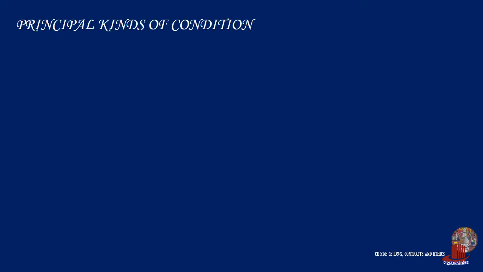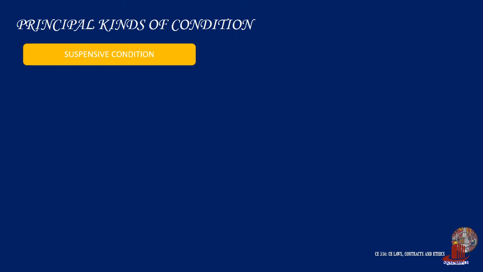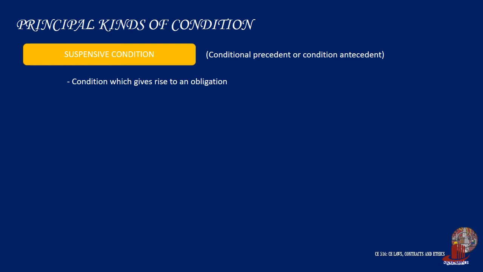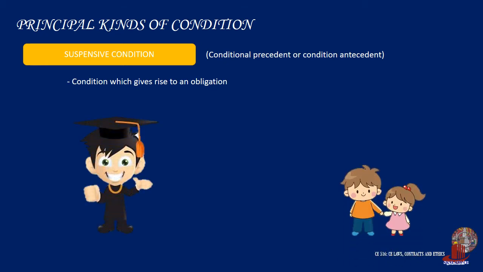The two principal kinds of condition start with suspensive condition. Suspensive condition is also known as condition precedent or condition antecedent. This is one the fulfillment of which will give rise to an obligation or right. In other words, the demandability of the obligation is suspended until the happening of an uncertain event which constitutes the condition. For example, there are cases that students would have the obligation to help their parents out by shouldering their siblings' education upon getting work. The moment that the students graduate and find a job, their obligation starts.